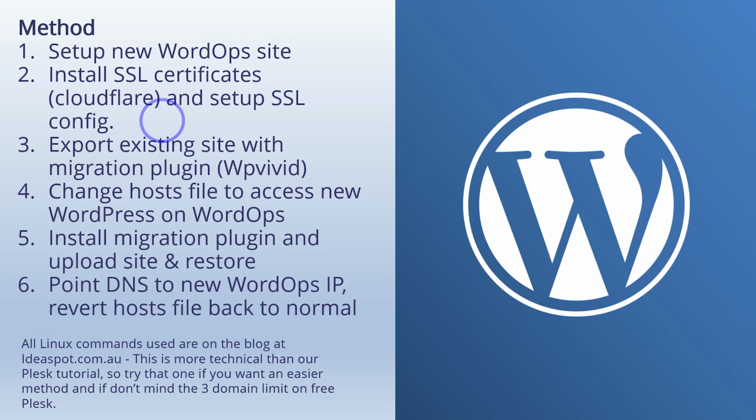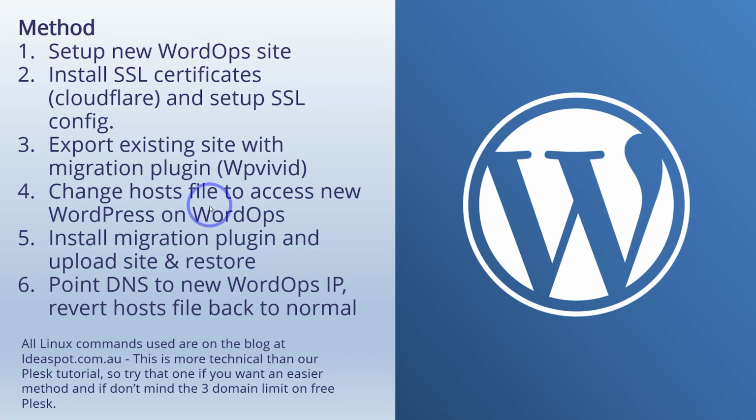And then what we're going to do is we're going to go over to the site that we're migrating, our existing website, and we're going to install a migration plugin. We're going to make a copy of our website. In this case, I'm going to use WP Vivid to do this, but you can use whatever you like, all-in-one migration or duplicator. It doesn't really matter. Then once we've got a copy of our website, we change the host file on our computer and point it over to our WordOps IP address.